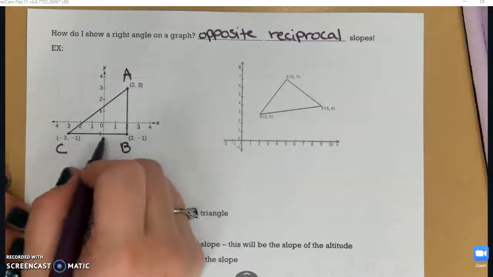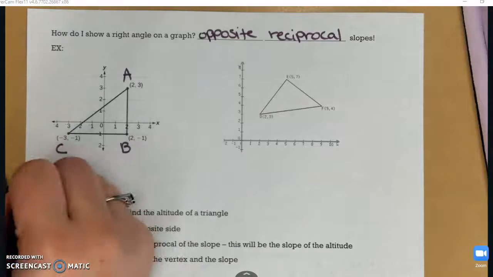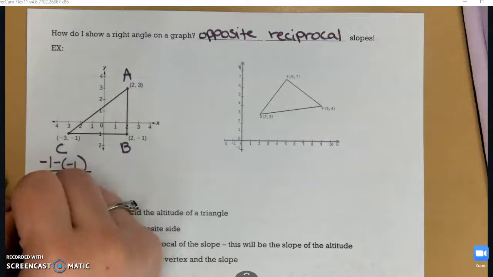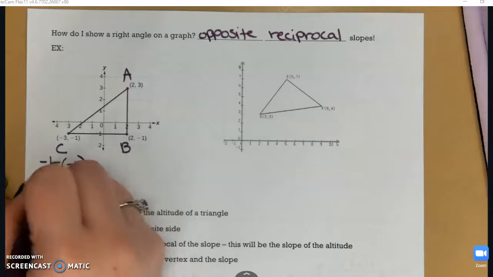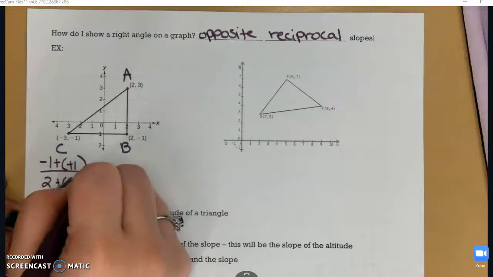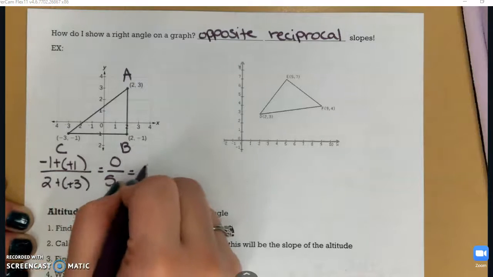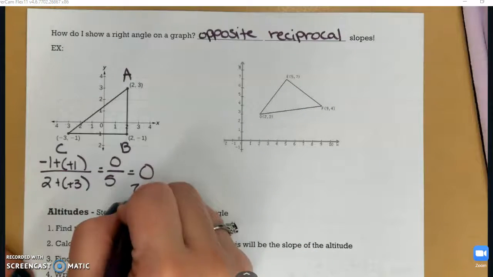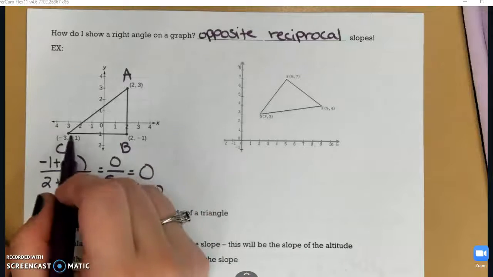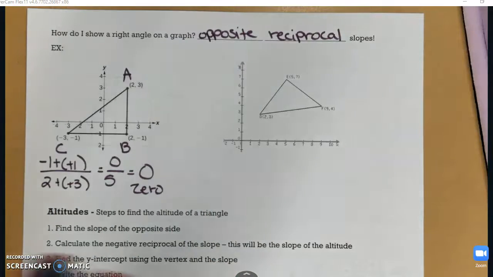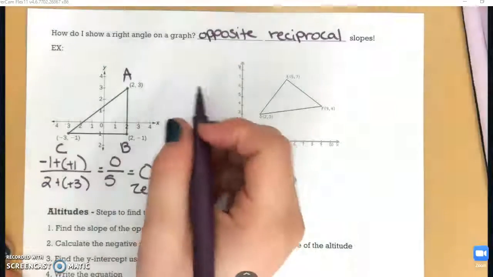So let's look here first. Looking at the slope for CB: negative 1 minus negative 1 over 2 minus negative 3. That becomes plus, that becomes plus. I'm going to get 0 over 5. Well, 0 divided by 5 is 0. So this is a slope of 0, which I could have determined already just by seeing that this is a horizontal line. So let's see what the slope for AB is.